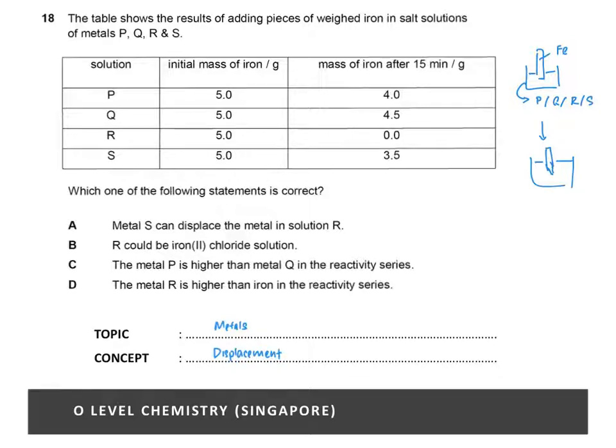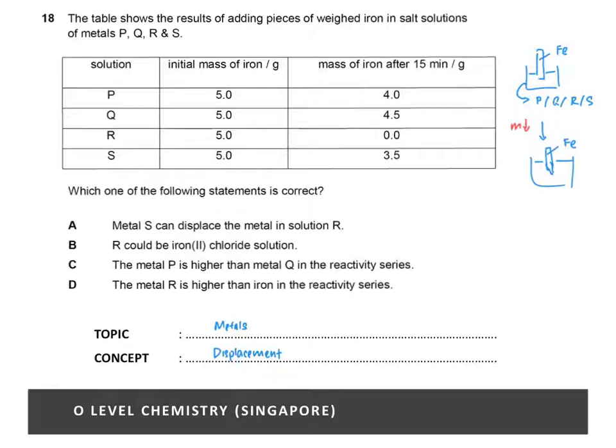Okay, so if iron is more reactive than metals P, Q, R, and S, you would find that the mass of iron would decrease after some time. So the greater the difference in reactivity between metal P, Q, R, or S compared to iron, the greater will be the mass loss. So for example, when iron is put in the salt solution of the least reactive metal, there will be more reaction, more iron will be reacted. So at the end of the reaction, there will be less iron remaining.